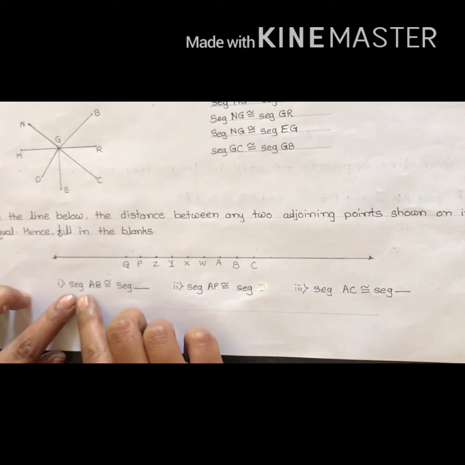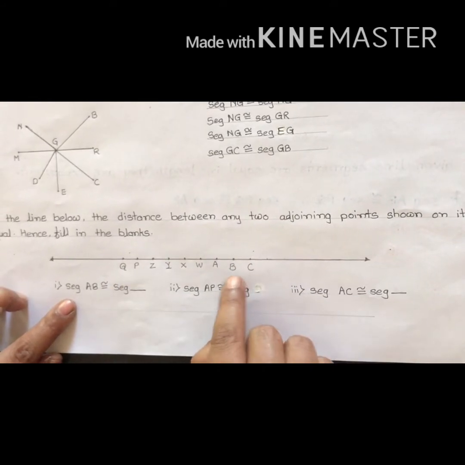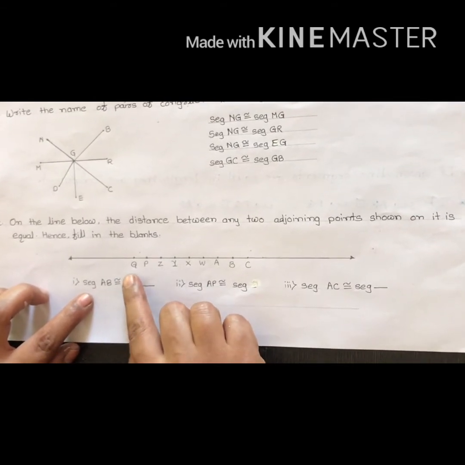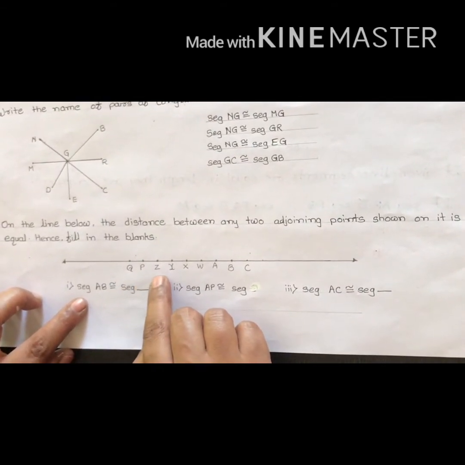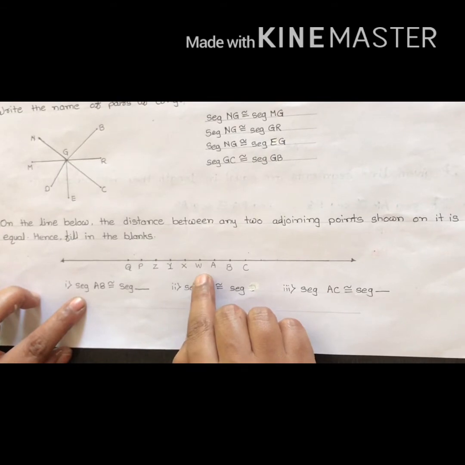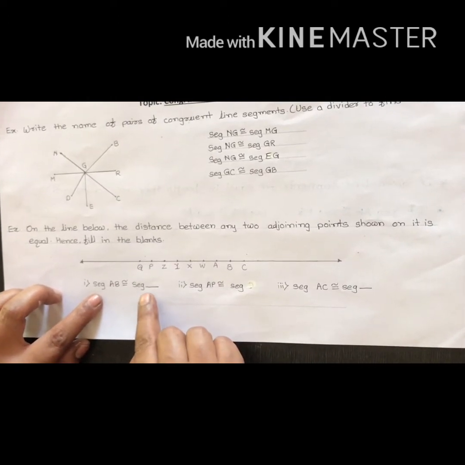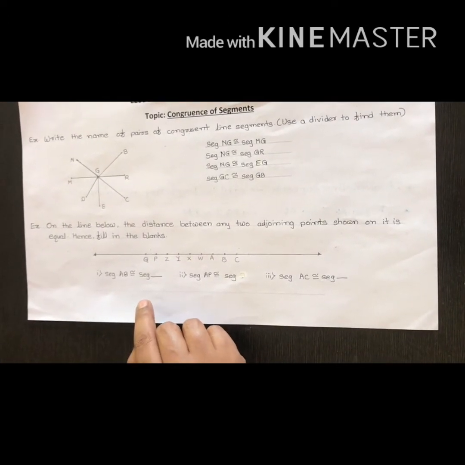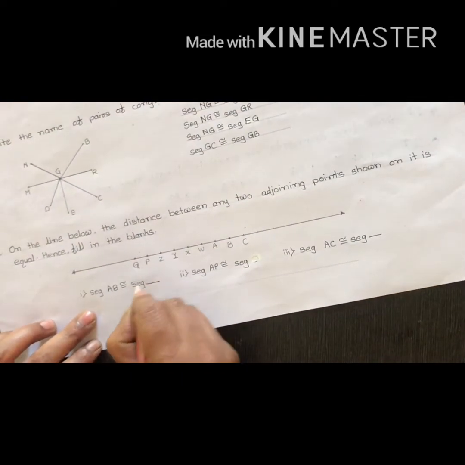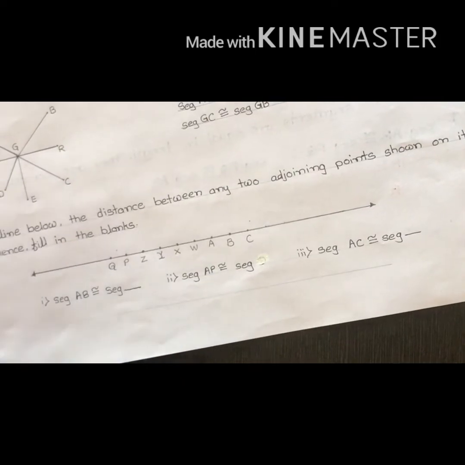Now see, first fill in the blanks. Segment AB is congruent to which segment, that we want to find out. If you observe the distance between AB, you can write the congruent segment QP, segment PZ or segment ZY or segment YX or segment XW or segment WA or segment BC. Out of these, any segment you can write because it is of equal length. So here we will take segment AB congruent to segment BC.